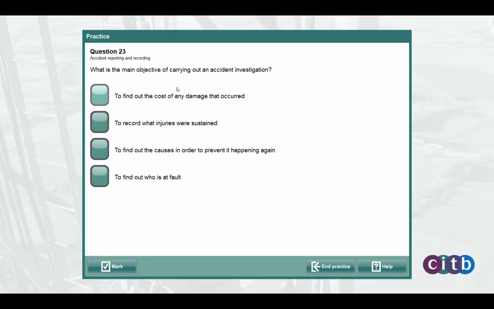What is the main objective of carrying out an accident investigation? To find out the cost of any damage that occurred. To record what injuries were sustained. To find out the causes in order to prevent it happening again. To find out who is at fault.